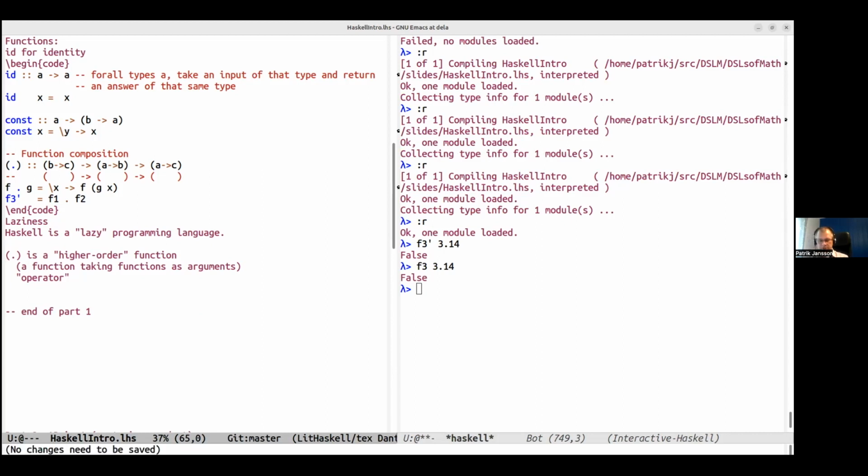Okay, let's see time-wise. Yes, we can fit one more part. So this was part 1, just polymorphic functions, and let's then move on to pairs.